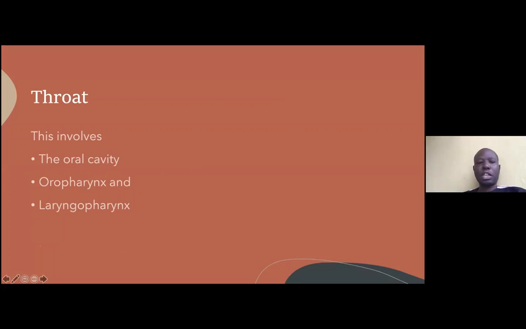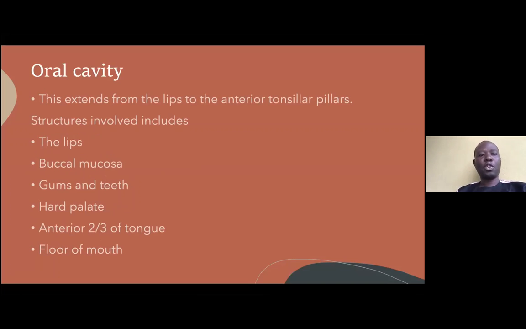Then we go to the throat. The throat involves the oral cavity, oropharynx, and then the laryngopharynx. Usually when they say throat, people think to talk about only the oropharynx, but the oral cavity and the laryngopharynx are also involved. So the oral cavity extends from the lips to the anterior tonsillar pillar. So the structures are the lips, the buccal mucosa, the gums and teeth, the hard palate, the anterior two-thirds of the tongue, and the floor of the mouth.